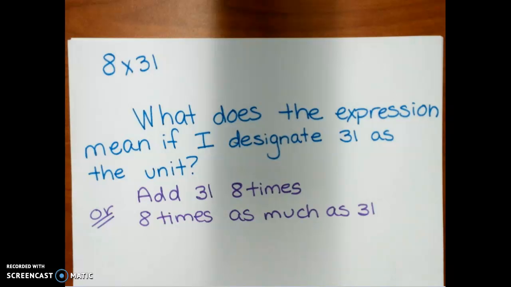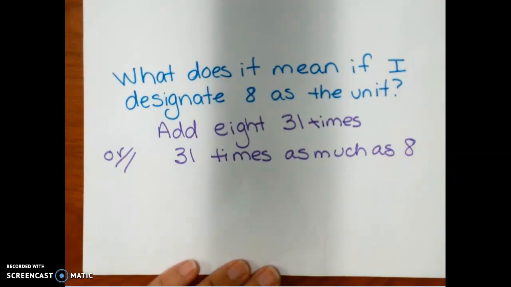So we're going to start off with 8 times 31. What does this expression mean if I designate 31 as the unit? If I say that 31 is my main unit, I'm going to add 31 8 times, or it means 8 times as much as 31. Now, if I designate 8 as the unit, then I'm going to add 8 31 times, or I have 31 times as much as 8.